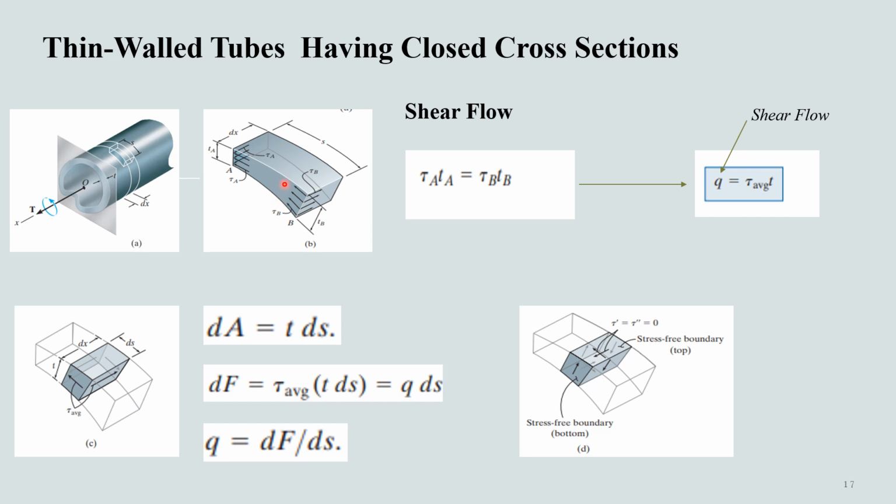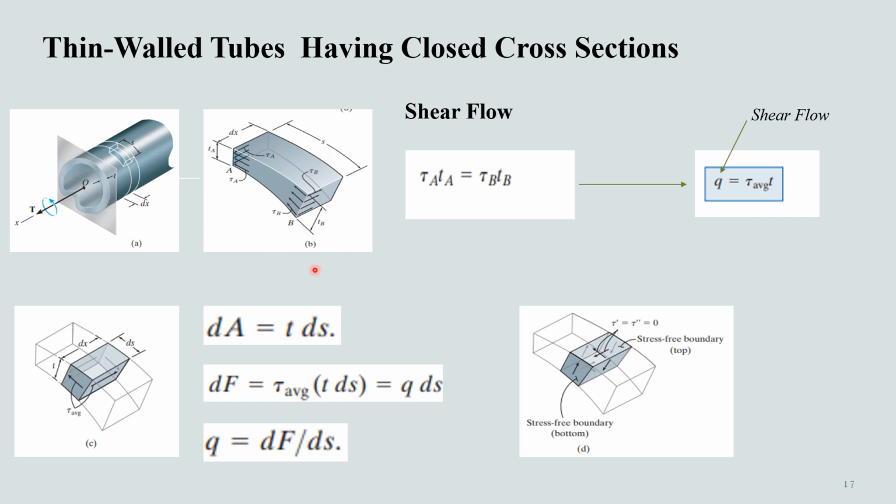Okay, so now we are considering a small element of the tube having a finite length s and differential width dx. At one end, the element has a thickness tA and at the other end it is tB. Due to the internal torque T, shear stress is developed on the front face of the element. Specifically at end A, the shear stress is tau A, and at end B it is tau B. These stresses can be related by noting that equivalent shear stresses tau A and tau B must also act on the longitudinal sides of the element.